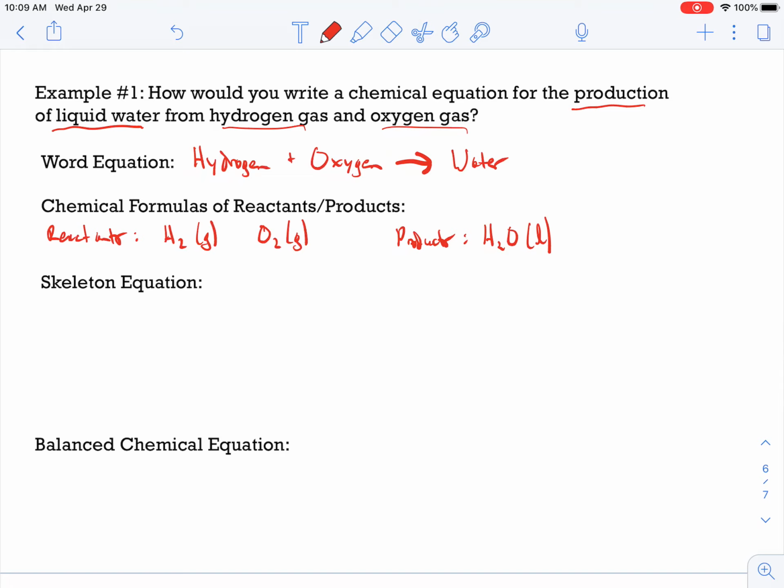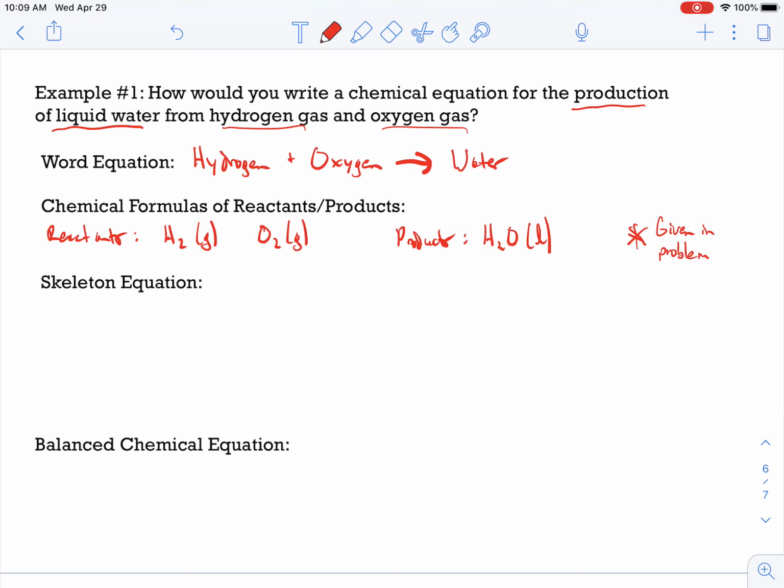So this information right here will be given to us in our problem. For the problem set that you guys are going to be doing on Friday for classwork, the information of what the chemical formulas are going to be will be given to you in the problem.